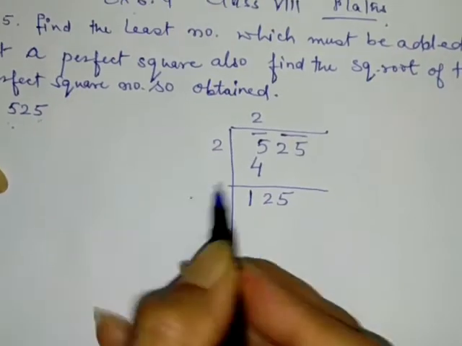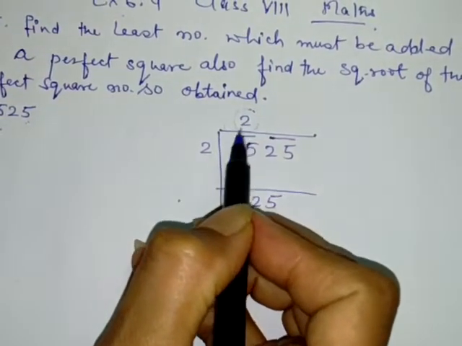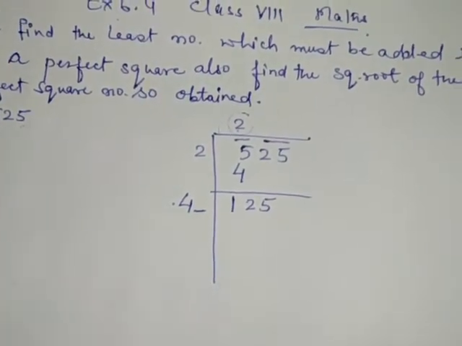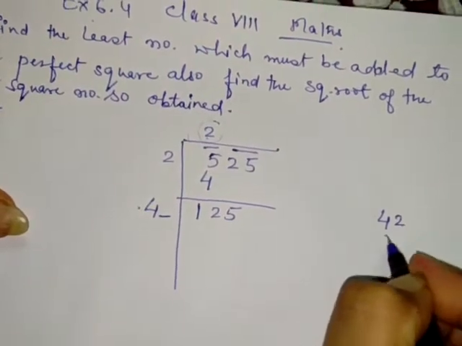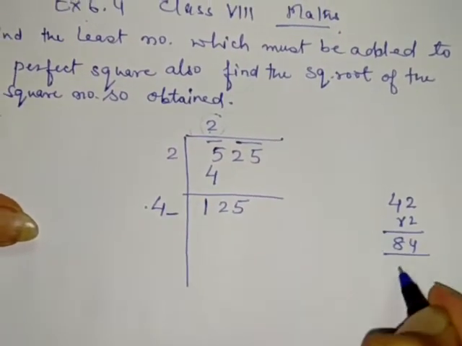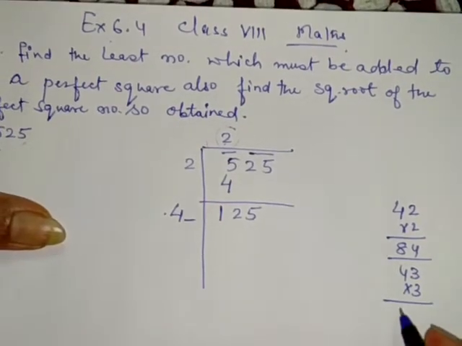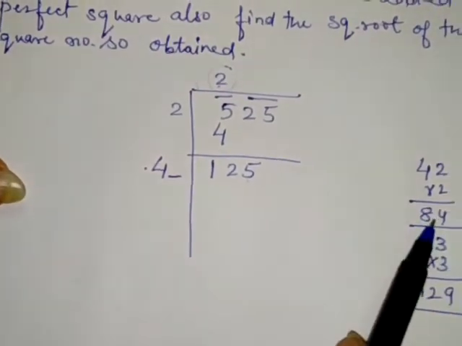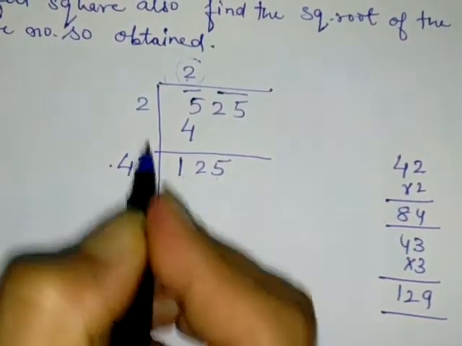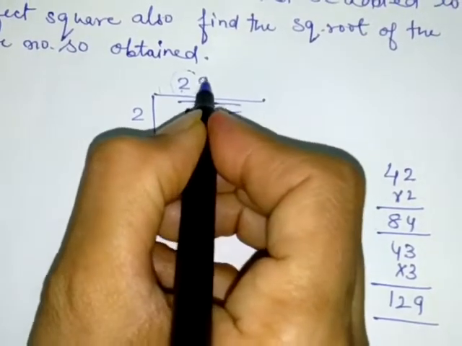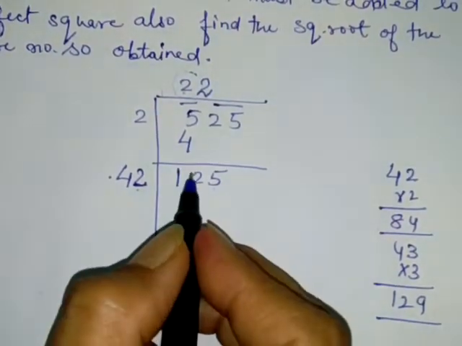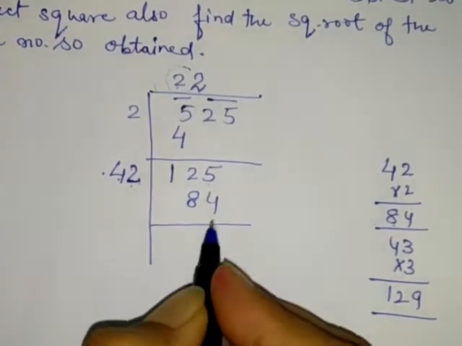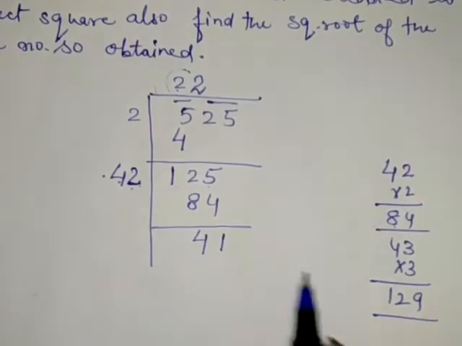New divisor should be double of this quotient. 2 into 2 is 4. And with this you have to write one digit. What is that? Now 42 into 2 is 84, and 43 into 3 is 129. So 129 is more than this, so I'll go with 2. I have written 2 here, and I have multiplied by 2, so I'll write 2 over here as well. And here it will come 42 into 2, that was 84. On subtracting it, you get 41.